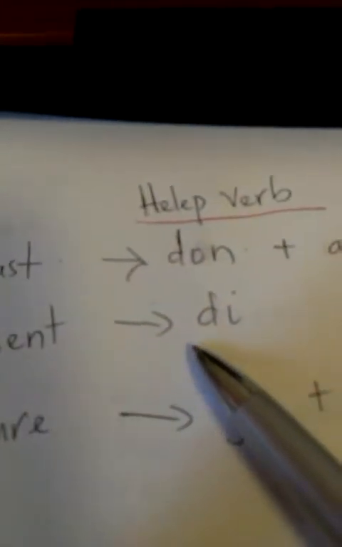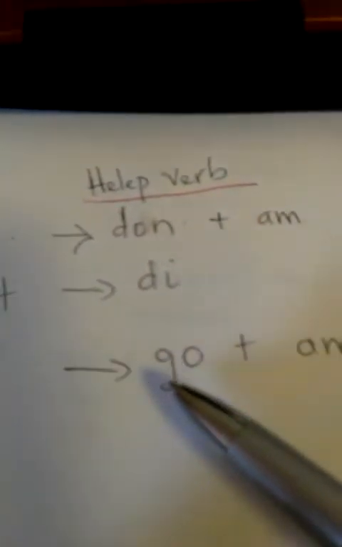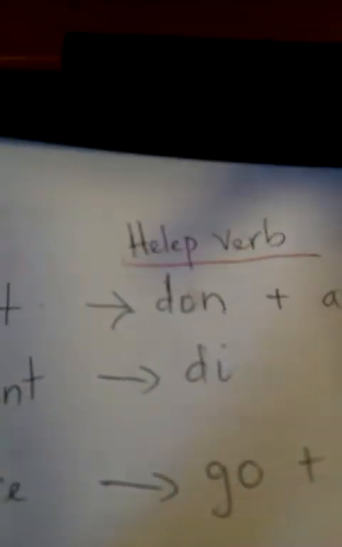For present, when you want to talk about the present, you use just D. And when you want to talk about the future, you use go plus this very am for the end. Alright, for here in brackets, for the end, that means for the end of the sentence.